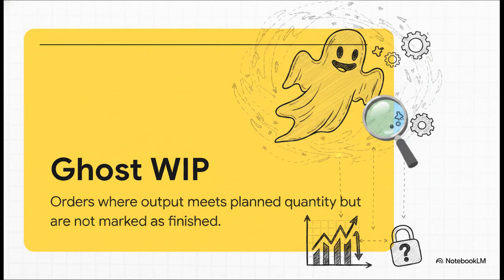Meet our first culprit, ghost WIP. So this happens when production orders have output that meets or even exceeds the planned quantity, but someone forgot to actually mark the order as finished in the system. It haunts your system by artificially inflating your work-in-progress balances, delaying those critical cost roll-ups, and completely distorting your inventory valuation. Finding and closing these ghost orders? That is step 1 for financial clarity.